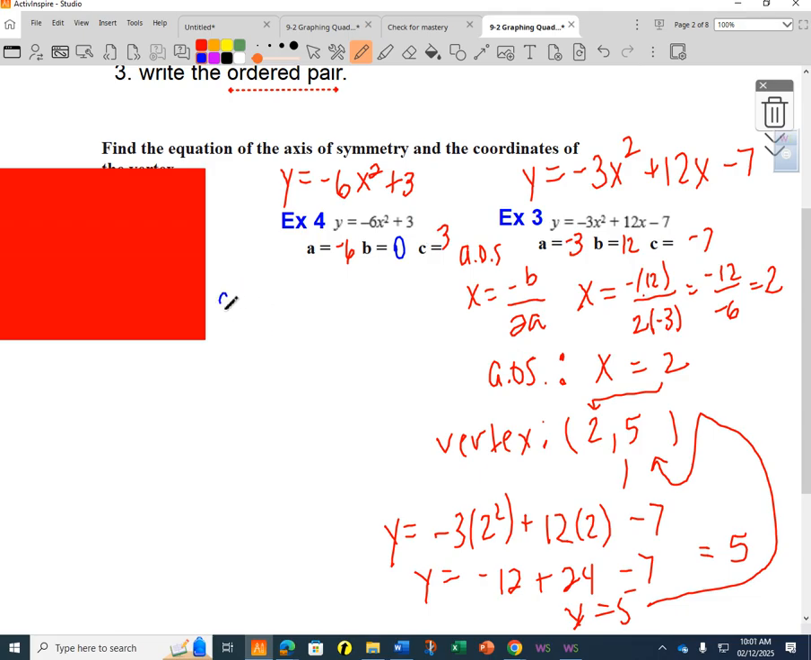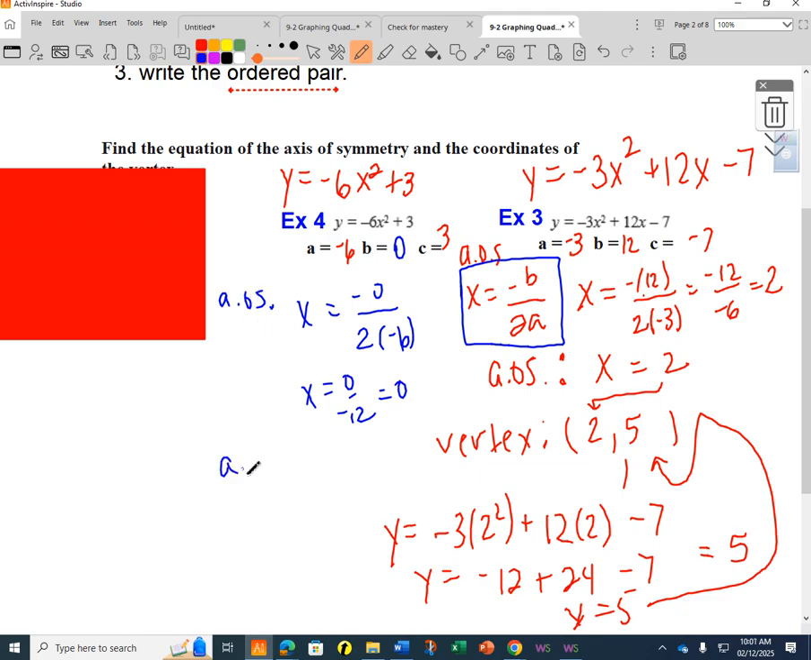So for finding the axis of symmetry for this equation, x equals, we're using the same formula: the opposite of b, or the opposite of 0, divided by 2, always 2, times a. So x equals 0 divided by negative 12, which is 0. So our axis of symmetry is x equals 0. You have to give it as the equation.